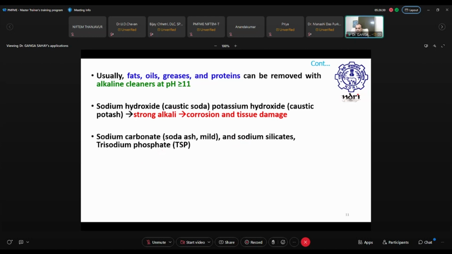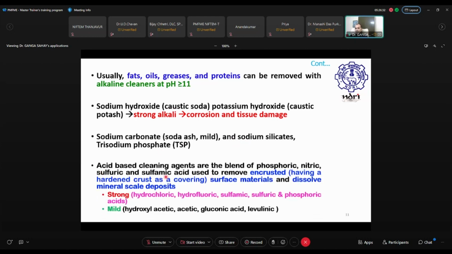If you see further, acid-base cleaning agents are blends of phosphoric, nitric, and sulfuric acids, which are used to remove encrusted surface material, which has a hardened crust as a covering, and to dissolve mineral and scale deposits. Among the strong ones we have hydrochloric acid, sulfuric acid, and phosphoric acid, and in the case of mild ones, we have acetic, gluconic, and levulinic acid. So we are using these acids and alkalis for cleaning.